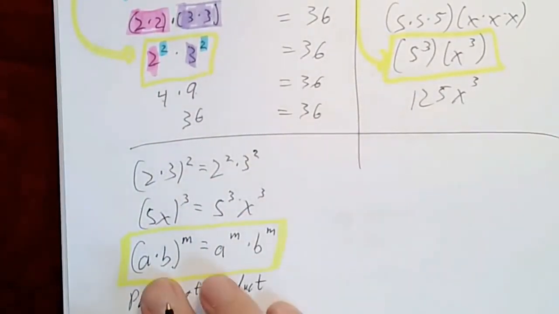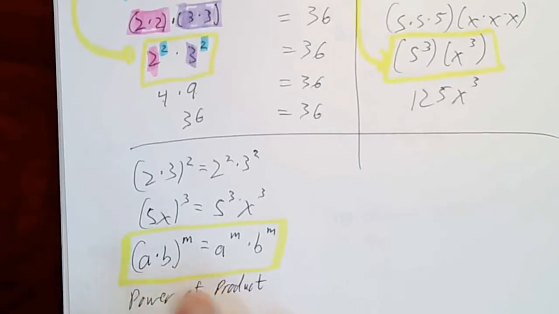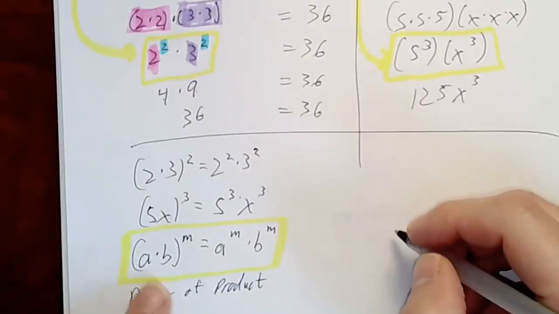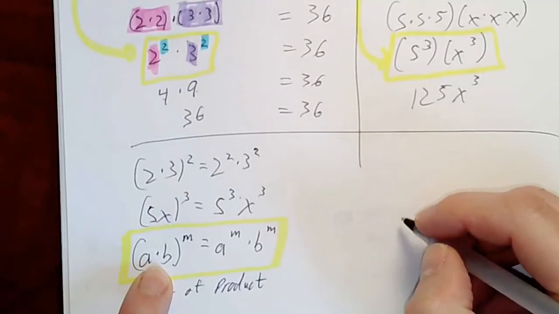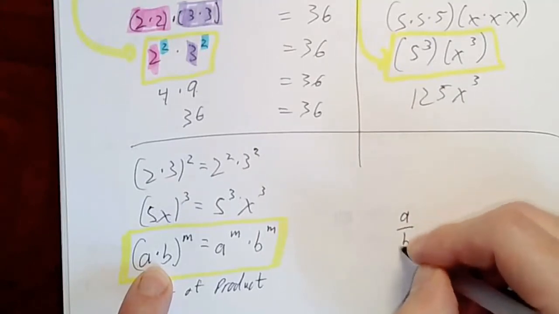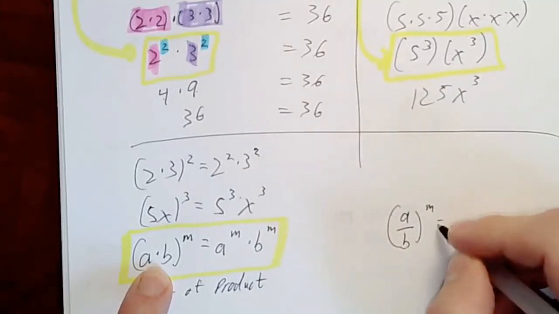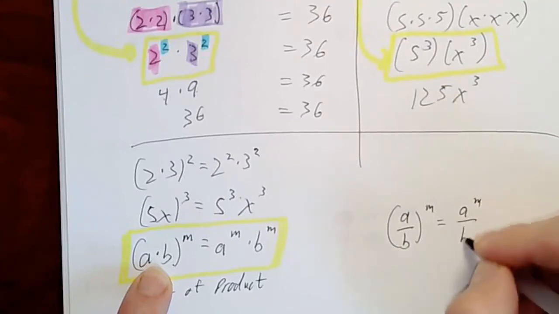My power of a quotient property applies the same idea, but instead of to a product, it applies it to a quotient. And what is a quotient? The quotient is the result after you divide. So basically, just rearranging this, instead of being multiplication, it's now going to be division. a divided by b raised to the nth power is going to equal a to the nth over b to the nth.